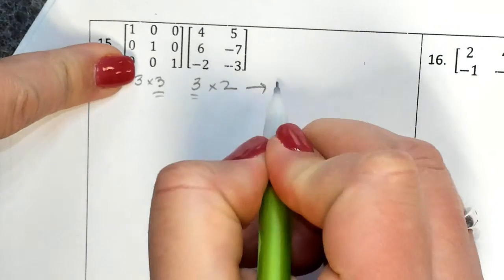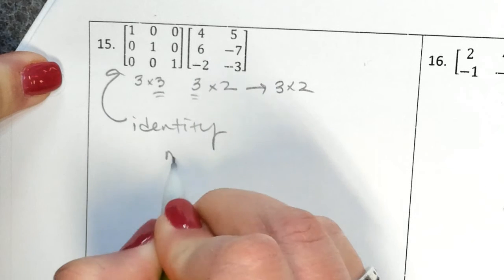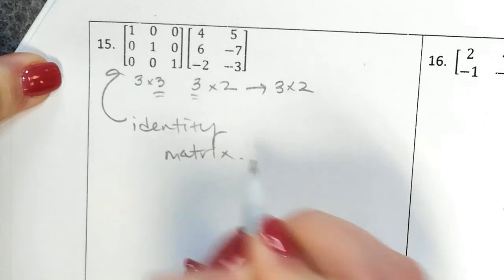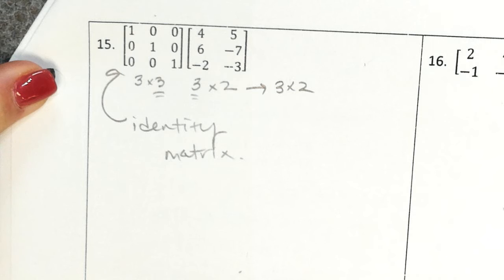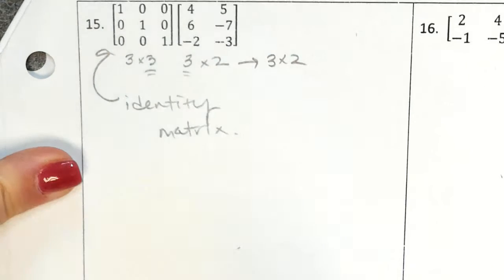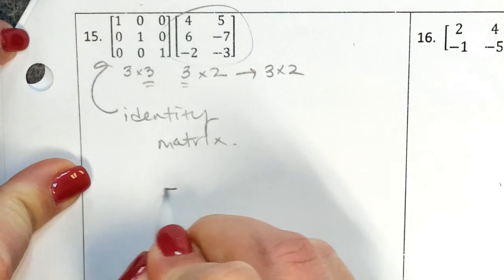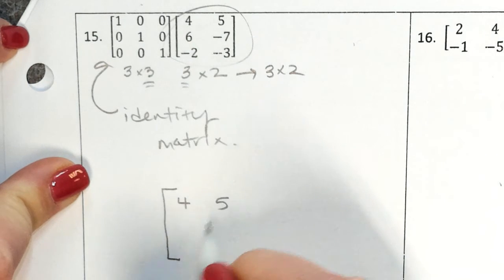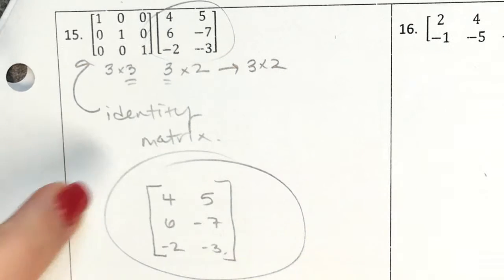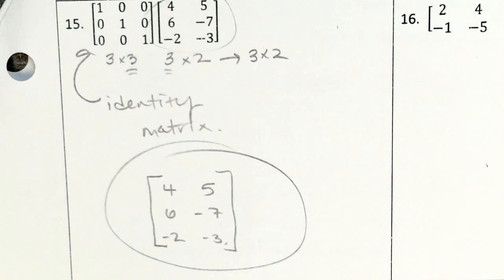3 by 2. We can say that this is the identity matrix. We could multiply them, so I can move on. That's the identity. I am multiplying, so my identity is an identity. Okay? Not like the adding. If you add this matrix, it changes it. So then this is going to be your answer, so we'll write that out. 4, 5, 6, -7, -2, -3. That's your answer. Cool, nice job.